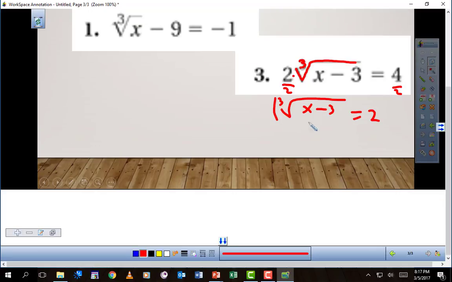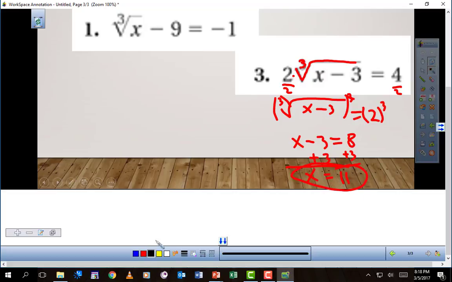And now if I do the cube on both sides, these cancel off. So I get x minus 3 is equal to 8, because that's 2 times 2 times 2. And of course the final step is just to move the 3 across. And we get x is equal to 11.